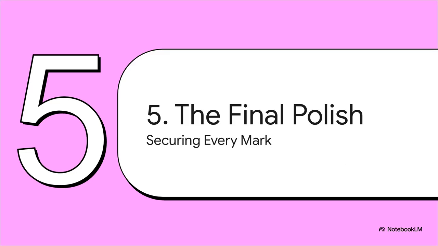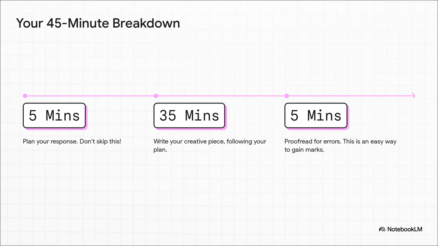We are on the home stretch now. You've planned, you've written something fantastic, but you are not done yet. Don't put that pen down. This last little step is what separates the great grades from the absolute top grades. Remember, your time management, 5 minutes to plan, 35 minutes to write, and a non-negotiable 5 minutes at the end to proofread. I know it's tempting to just write right up until the end, but that is a huge mistake. Those last 5 minutes are your golden minutes.